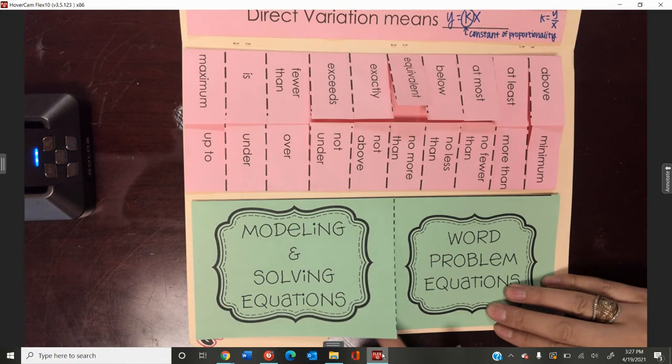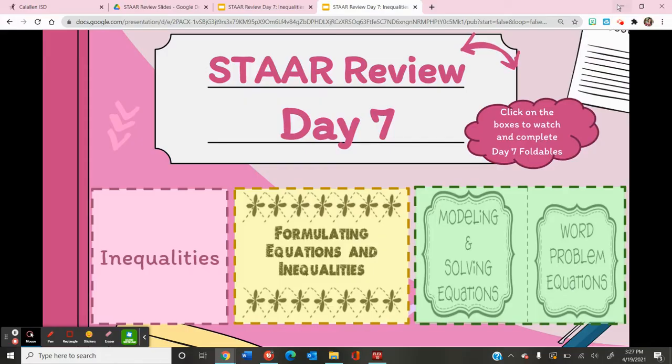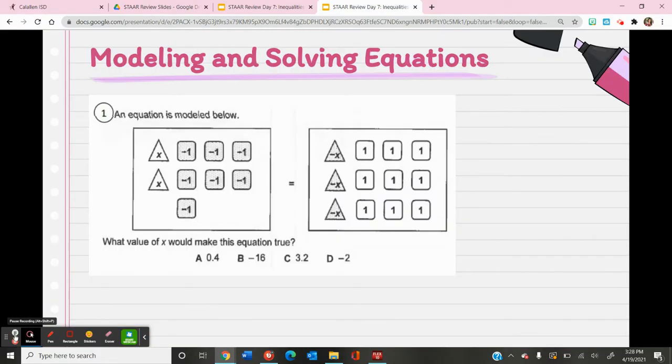So I'm going to go ahead and open up this flap, and we're going to take a look at number 1. So number 1 says an equation is modeled below. What value of x would make this equation true? So for starters, I have to look at my picture here and interpret what it is saying, or how many x's I have and how many 1's I have. Once I have determined that, then I can go ahead and solve for x.